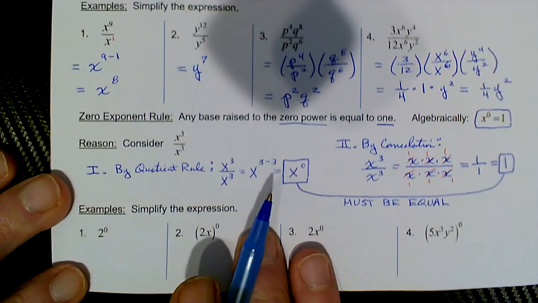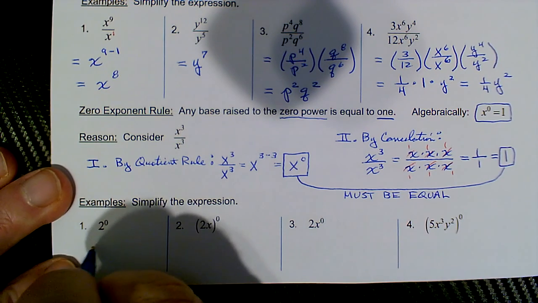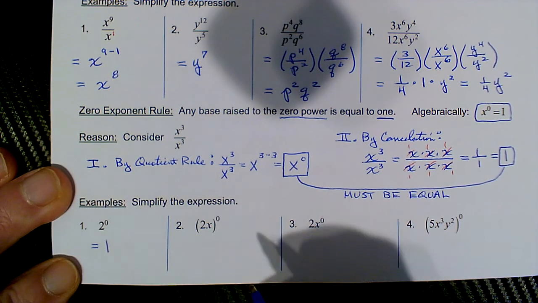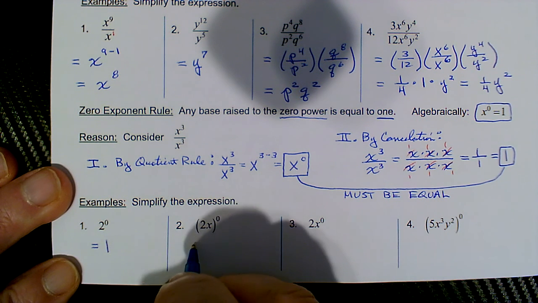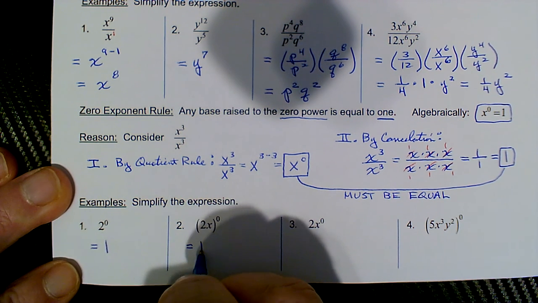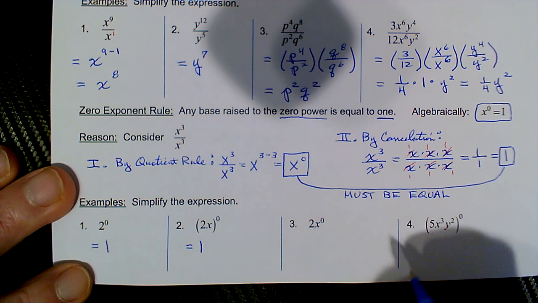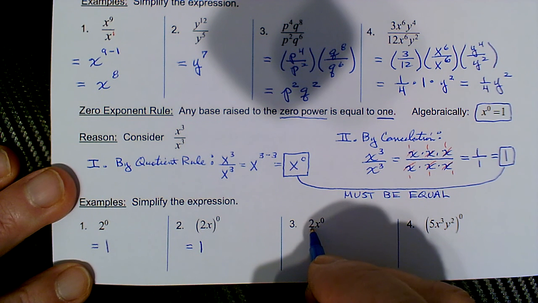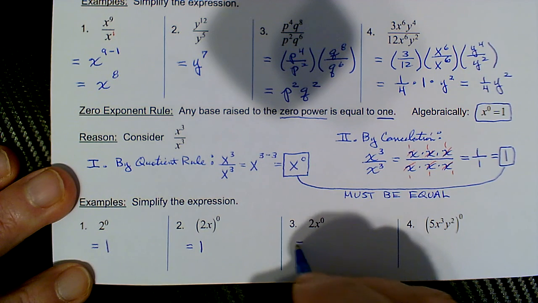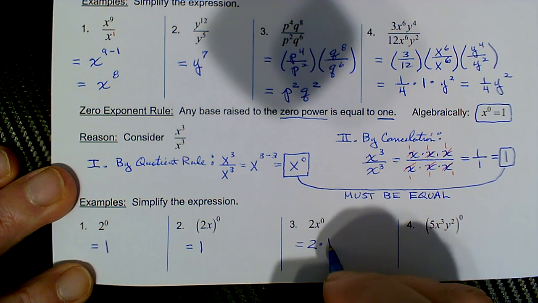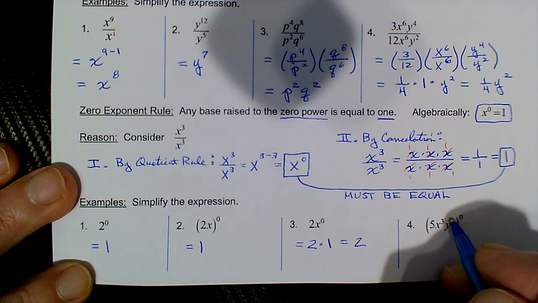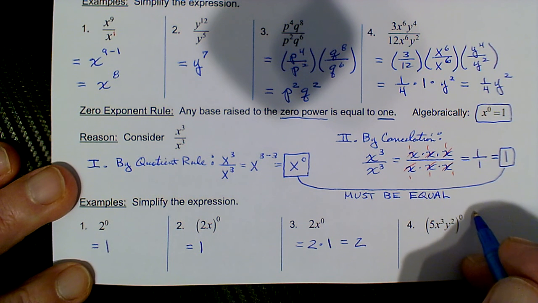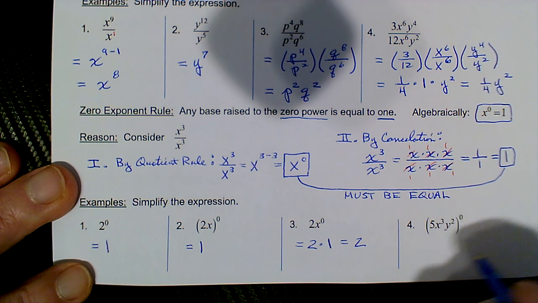So you just need to remember that as a special rule, and 2 to the 0 would be 1. Because the 2x is in parentheses as a quantity to the 0, you could just think of that as 1. This is a little different because the 0 is just operating on the x. So this would be 2 times x to the 0, which is 1. That gives us 2. But then here we've got a whole bunch of stuff raised to the 0, but anything raised to the 0 is equal to 1.